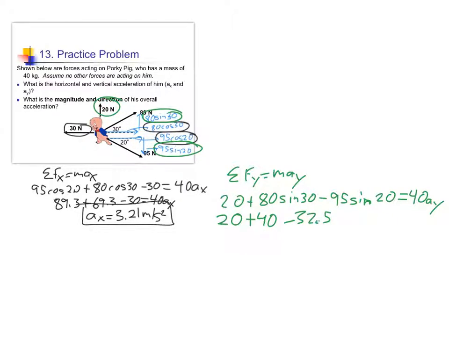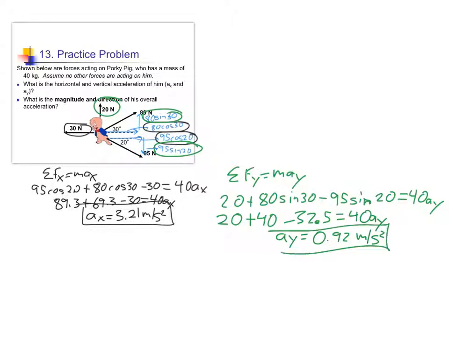Again, those signs really just indicate direction, because this force here is going down. It has a negative sign. And the same was true in the x. That force of 30 to the left was also negative, because left is typically the negative direction. So all that is going to equal 40 ay. So I find that my y acceleration here is 0.92 meters per second squared.